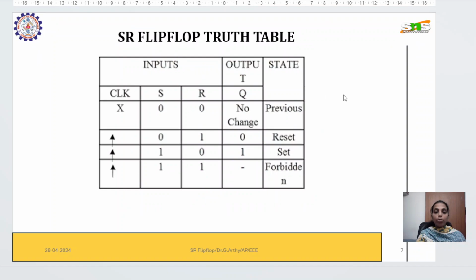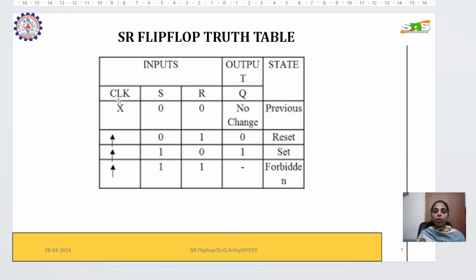And this is the truth table of the SR flip-flop. Once you understand the working principle of the SR latch, what happens when S is equal to 0 and R is equal to 1, S is equal to 1 and R is equal to 0, S is equal to R is equal to 0, and S is equal to R is equal to 1, please refer to the working principle of the SR latch in the previous video, and the same applies here.